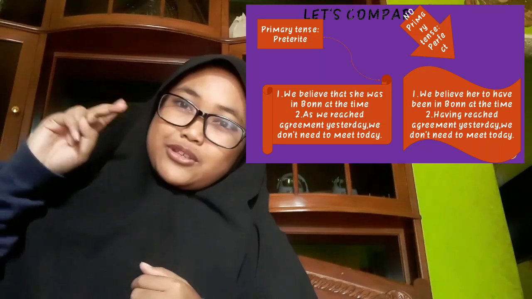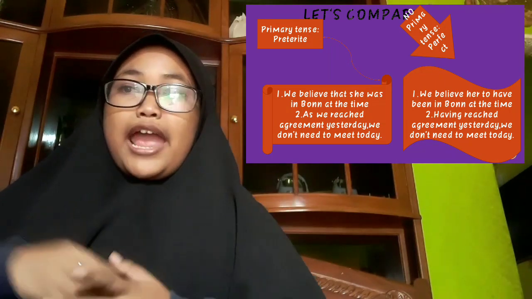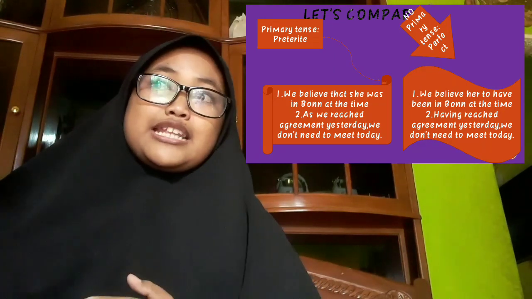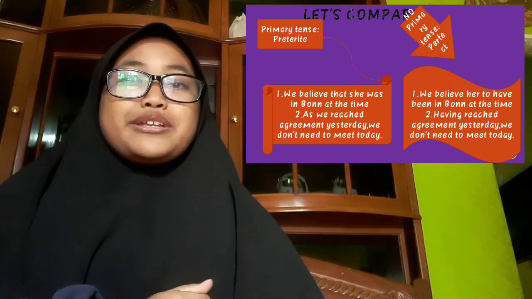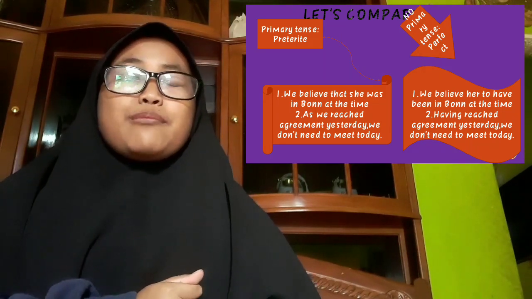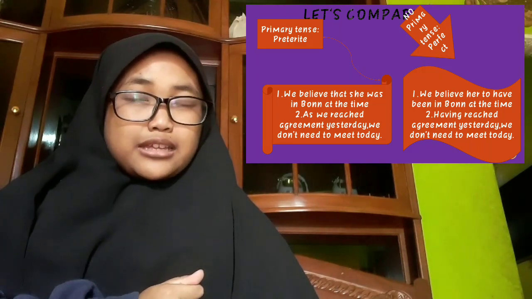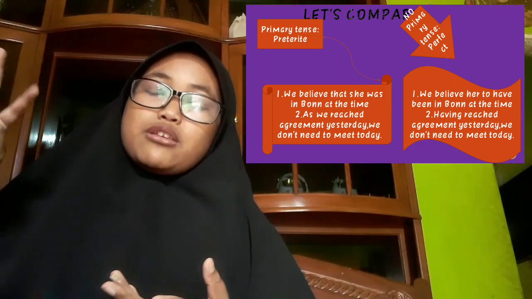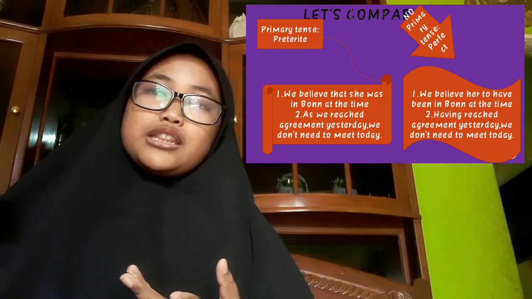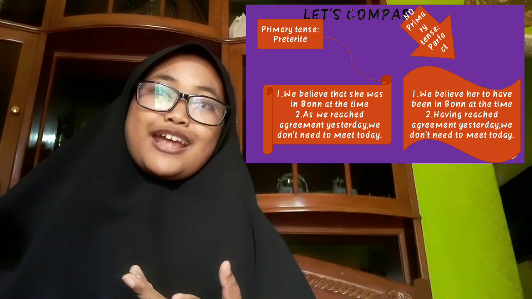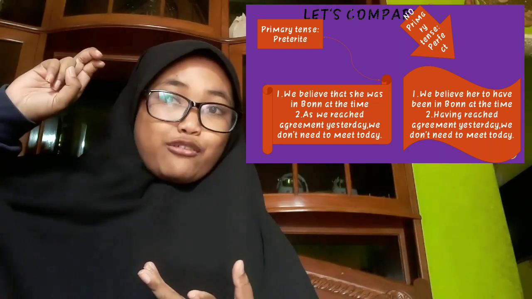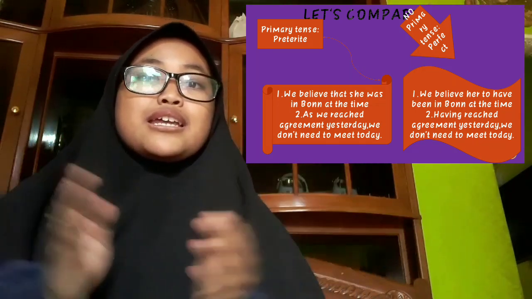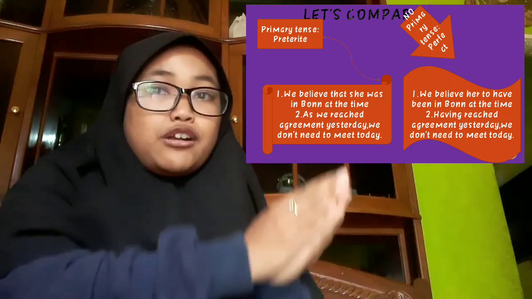So you know the difference, right? Another example. "As we reached agreement yesterday, we don't need to meet today." It is the primary tense, which is preterite. "Having reached agreement yesterday, we don't need to meet today." This is the no primary tense, which is present perfect. Maybe you can identify the no primary tense: there is always have, having, like have. It's always in the perfect.